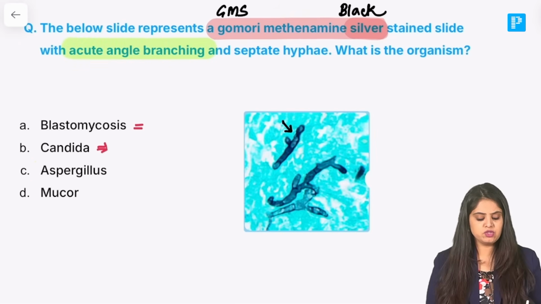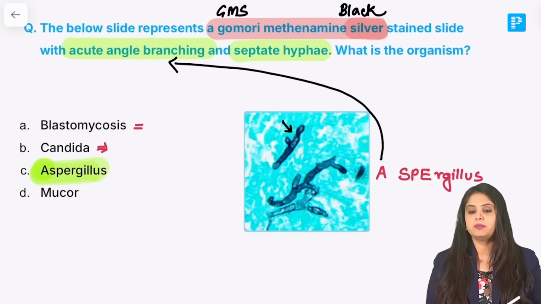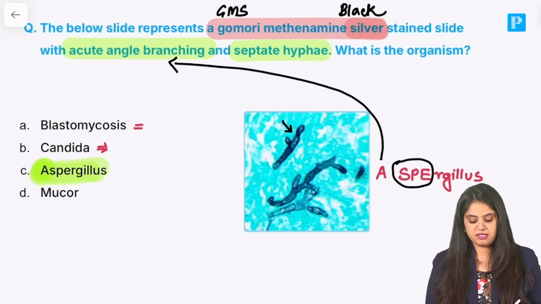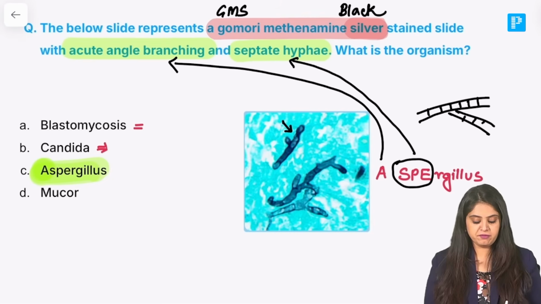Acute angle branching, I immediately knew Aspergillus. Septate hyphae, again Aspergillus. Whenever they talk about Aspergillus, the first alphabet tells me acute angle branching. The next three alphabets tell me that there is going to be septate hyphae. So the hyphae are going to look like this with septate in between, and a 45-degree branching is going to occur. So if you look carefully, there is a 45-degree acute angle branching.